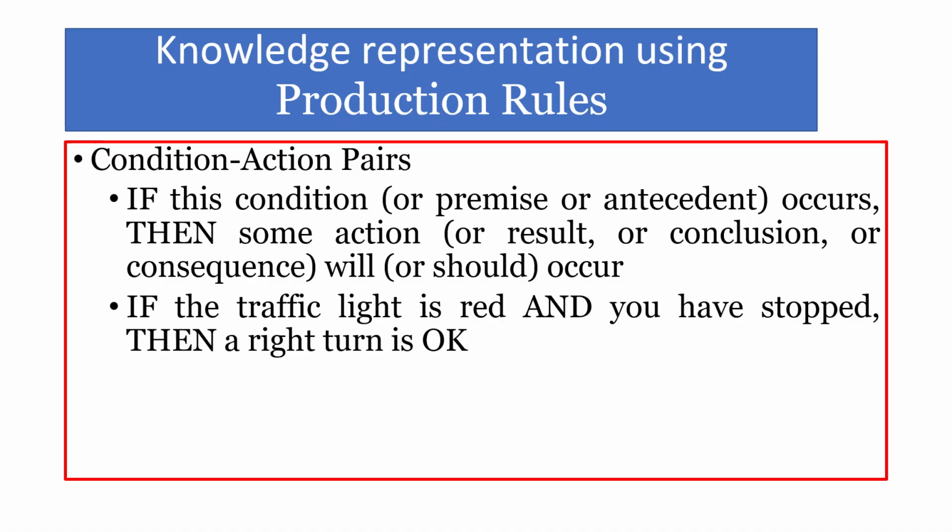For example, if the traffic light is red and you have stopped, then a right turn is okay. The traffic light is red, the vehicle has been stopped. The condition is the if part. The action and conclusion is the then part: right turn is allowed. So the action is executed only when both conditions are satisfied. How does it work? An AI system continuously checks whether the conditions are true. If fever is yes and cough is yes, then disease is flu. The facts are fever and cough is yes, and the disease will be flu.